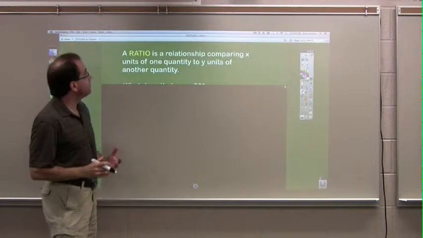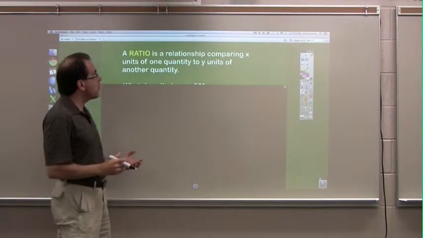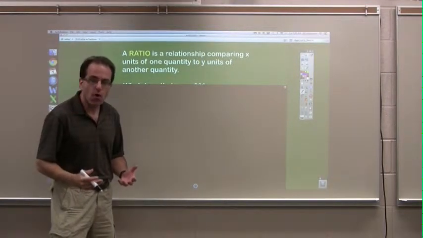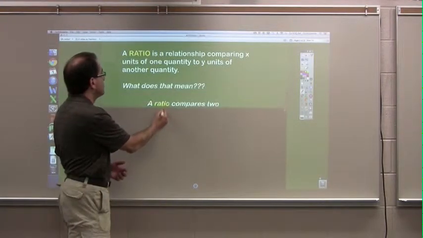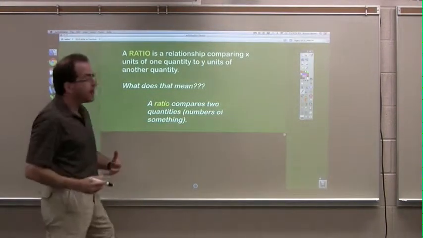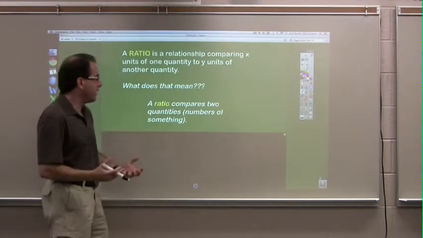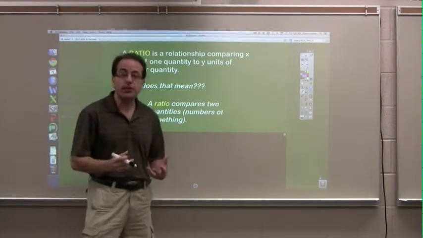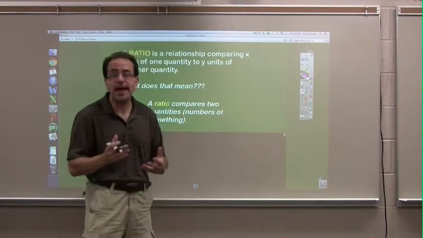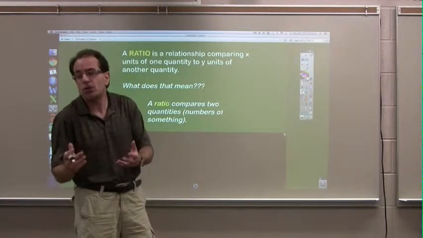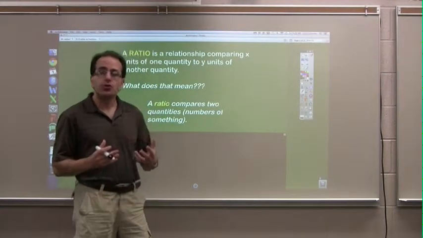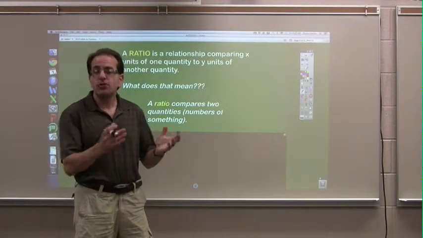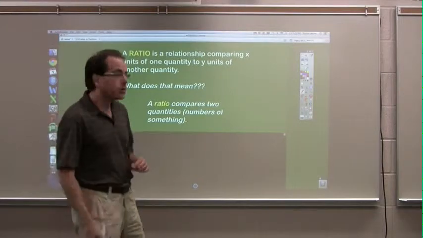Ratio is a relationship comparing x units of one quantity to y units of another quantity. Of course, we don't usually say x units and y units. So what does that mean? It compares two quantities of something, numbers of something. So maybe it's comparing the amount of dogs to cats, or the amount of desserts to dinners, or the amount of athletes to spectators. It is a way to compare two different quantities of something to itself and to the whole. And let's take a look at some examples.